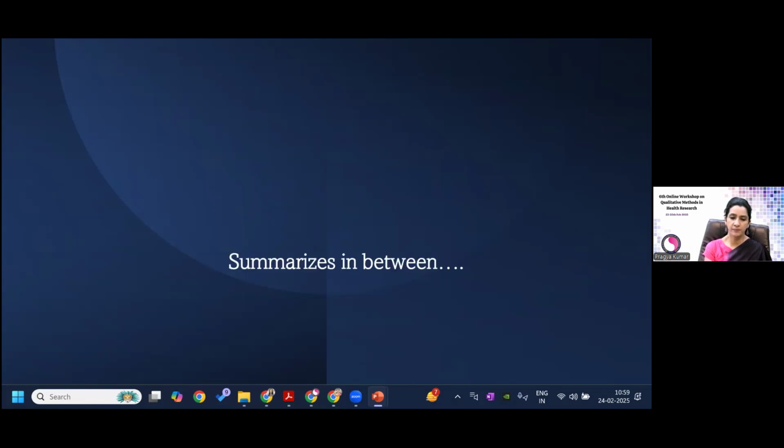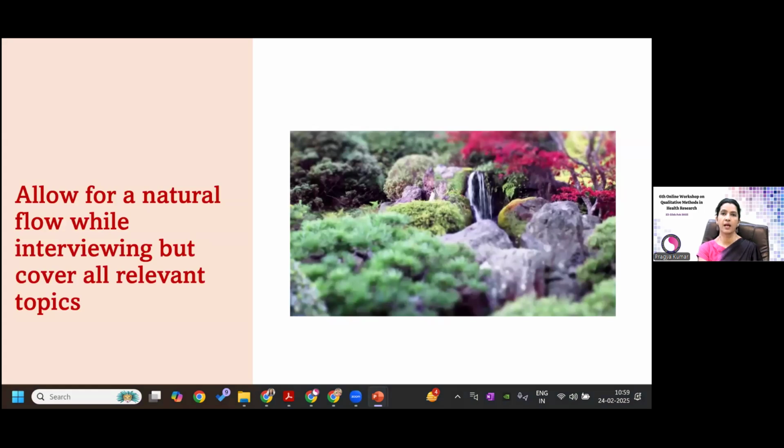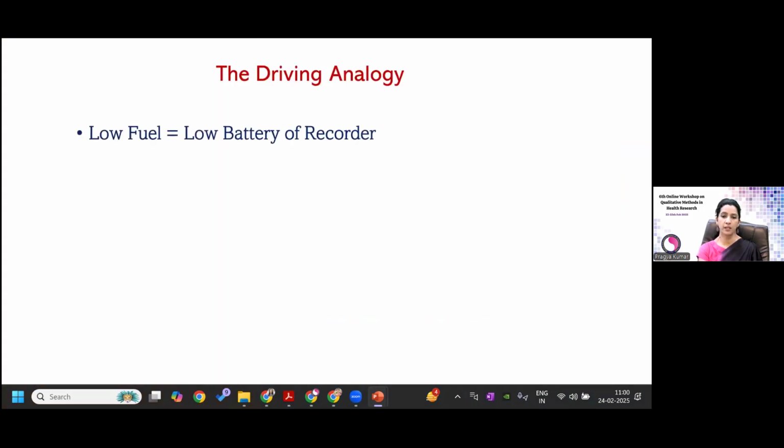So we should remember what we have said, and whatever we are listening to, we should paraphrase it, interpret it, and summarize in between. That is a way of member checking also, where you get an agreeable nod from the participant that yes, they have said the same thing. And allow for a natural flow while interviewing. But again, you have to bring the respondent back on track if they are digressing, while allowing a natural flow of the interview.